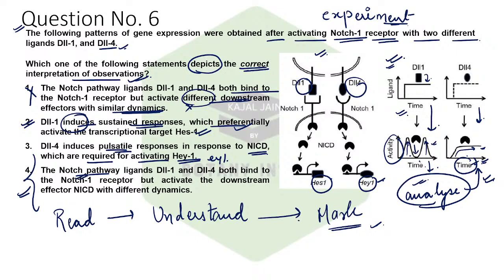See, the Notch pathway ligands D2, D1 and D4 both bind to the receptor. This one is correct. Then they activate the downstream effectors with different dynamics. See over here, there's a completely different dynamics going on, and as a result, D is the correct answer for this particular question. Is it clear to all? Those of you who are there in the class, the fourth is the correct answer for this question.